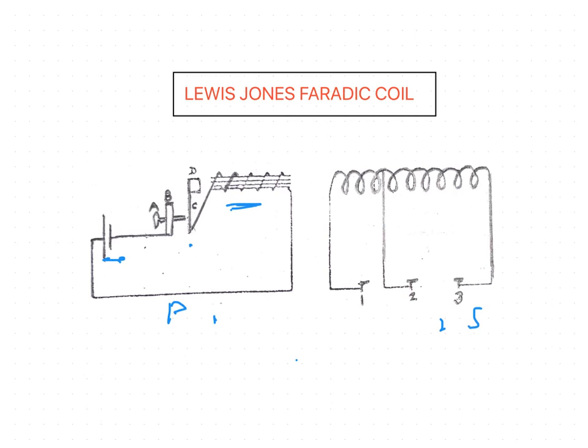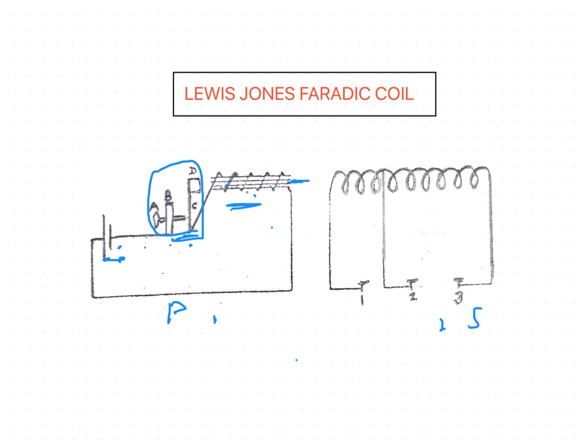The primary coil has many turns of insulated copper wire wound on a laminated soft iron core. This one is the soft iron core. The interrupting device is sometimes known as the Wagner hammer interrupting device. This one is the interrupting device, and this is the primary coil. These two are arranged in series with the cell.